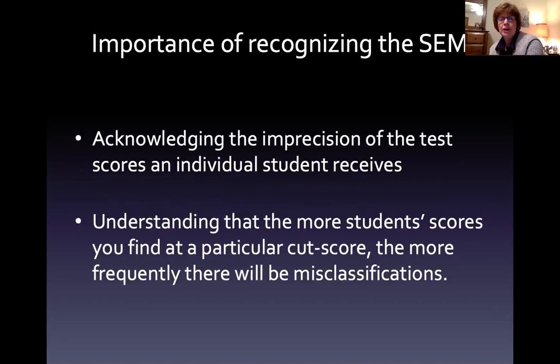Why do we care? Well, one, we care because we have to know as a teacher that that actual observed score that a student gets on a test, there is some imprecision there. Okay, we don't want to fixate on that student received a 91% and there's no way it could be any other. No, we know there's error. Could be a little higher, could be a little lower. Okay, it also helps you understand that the more students' scores you find at a particular cut score, the more frequently there will be misclassifications. So that's why we actually want to be really careful about setting a cut score too high. That will end up with more errors, okay?